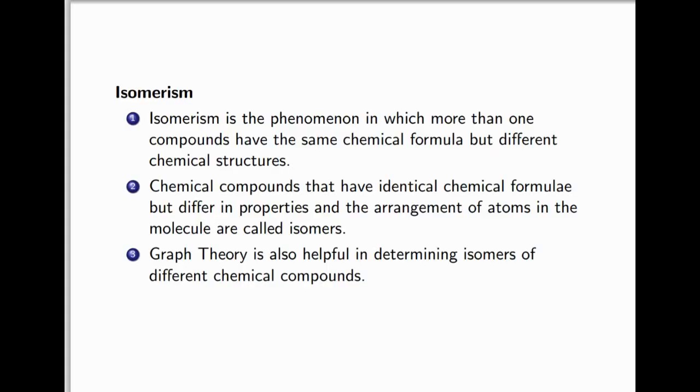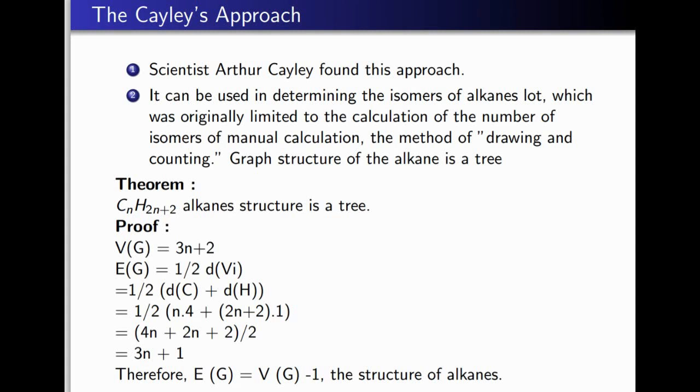So let's see the second application of graph theory, that is isomerism. Isomerism is the phenomenon in which more than one compound has the same chemical formula but a different chemical structure. Graph theory is also helpful in determining isomers of different chemical compounds. The first method is Cayley's approach. Scientist Arthur Cayley found this approach.